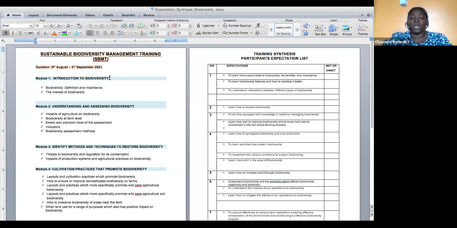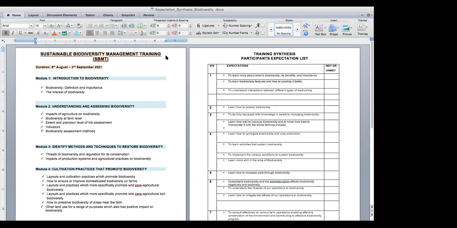So number 1, on this number 1 expectation, we've been able to categorize all the expectations together. 1 is to learn more about what is biodiversity, its benefits and its importance. Was this expectation met or unmet? Did we meet this expectation or we did not meet this expectation? We have to unmute ourselves, please, or we type in the chat box. The first expectation was met. Thank you.